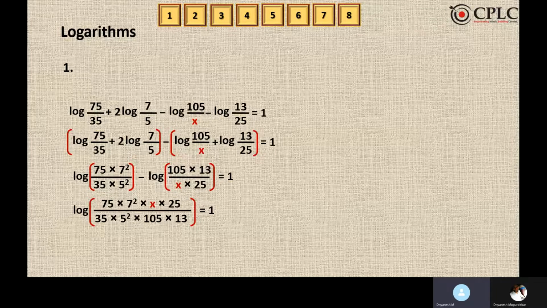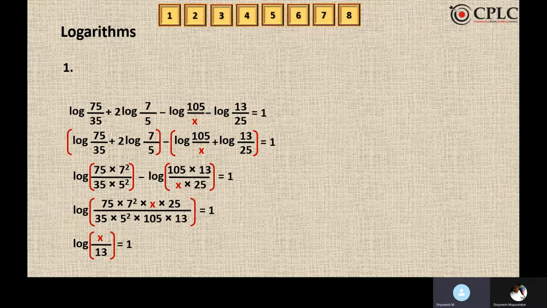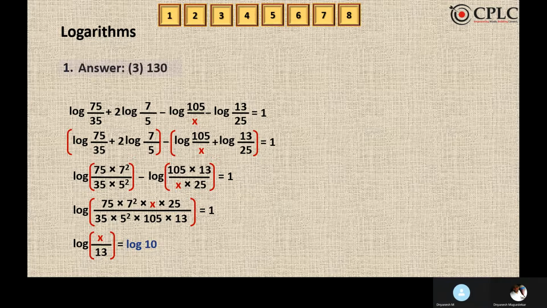When you are done with that, what you will end up with is log of x upon 13 is equal to 1. Now think of this, the value of x is 130, because 130 upon 13 will give you 10, and log of 10 to the base 10, the answer is 1. So it matches with the right side. So the answer, that is the value of x in the first question, is 130.